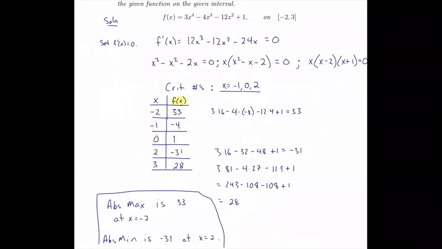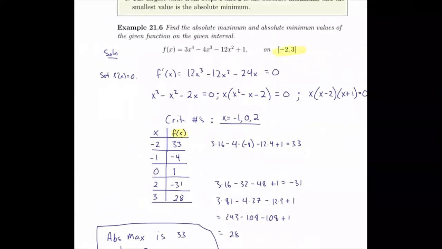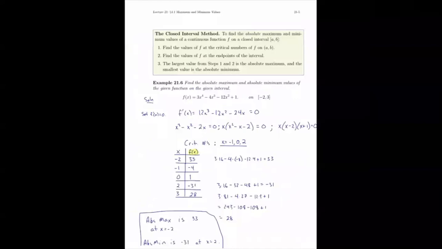It's not inside the interval -2 to 3. So 5 as a critical number is just omitted. I'm not allowed to use it. It's not in the interval. So that's our closed interval method. And that works for any function, polynomial or otherwise, preferably a differentiable function. It certainly should be at least a continuous function.